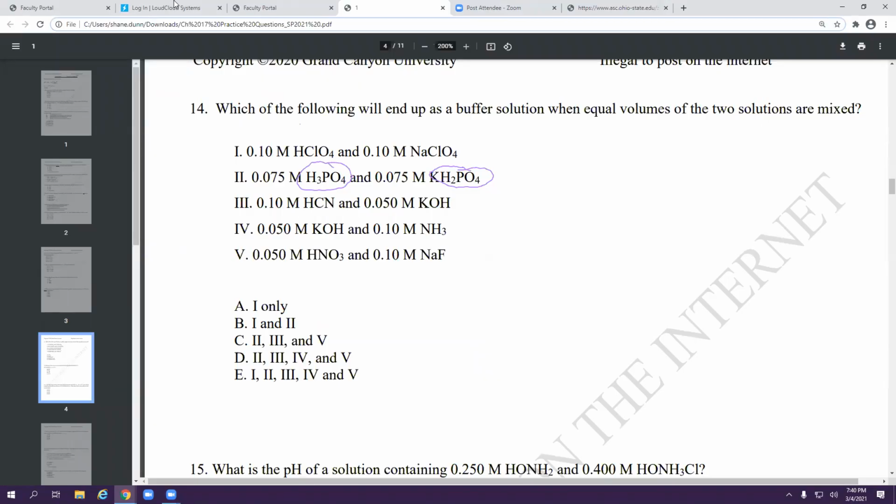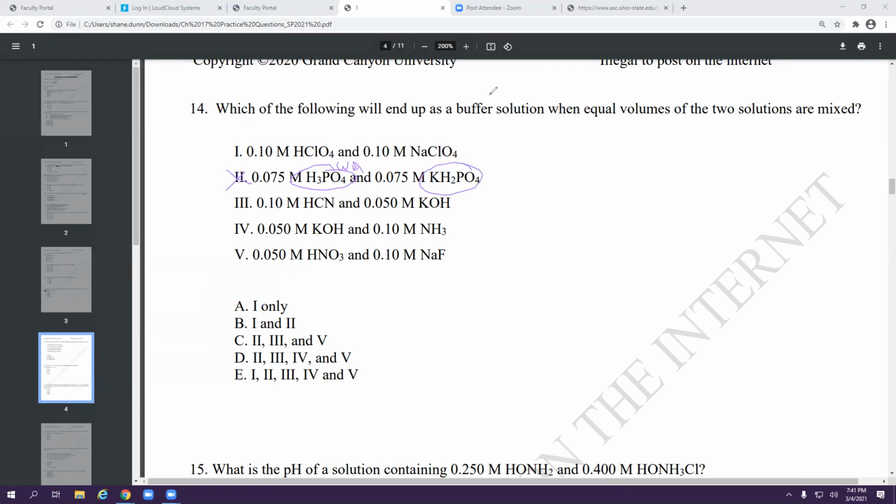Equal volumes, the two solutions are mixed. So that is a weak acid and its conjugate base. That is true. Here we go, this is why. Sorry, guys. I got this question mixed up with another one. Two is not the right answer, because that right there, you were correct. It is a weak acid.